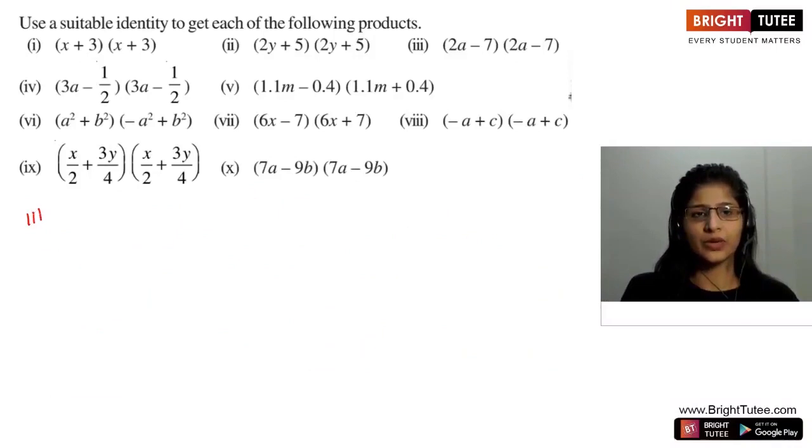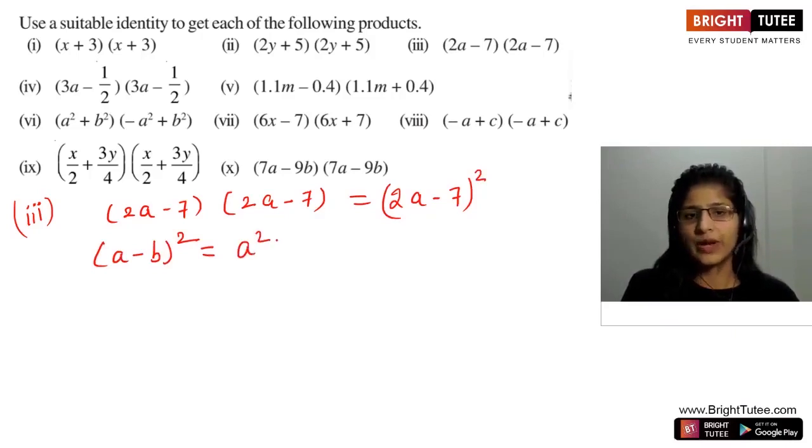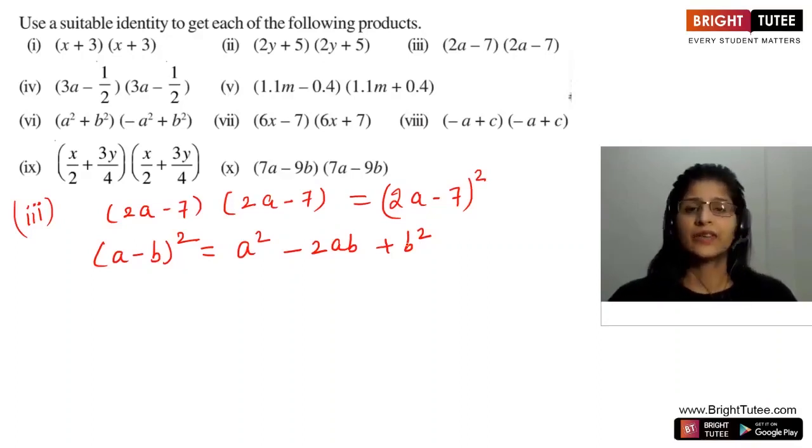In the third part of the question, we are given 2a minus 7 multiplied with 2a minus 7. It is equal to (2a minus 7) whole square. If we compare it to (a minus b) whole square, we know it is a square minus 2ab plus b square. This is the second standard identity. If you remember, we did it in the last lecture. So this identity we are going to use to solve this question. What is the value of a and b? A here is 2a, or we can just write it here instead of the one a, we have 2a actually.